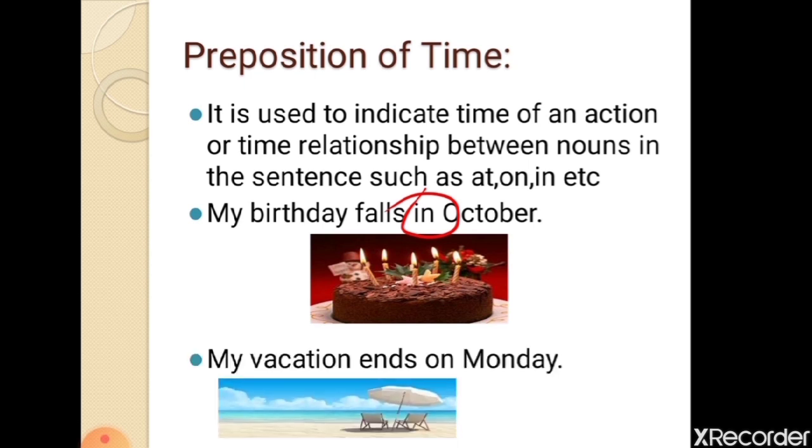My vacation ends on Monday. When does my vacation end? On Monday. So on shows time, and that's why it is also called a preposition of time.